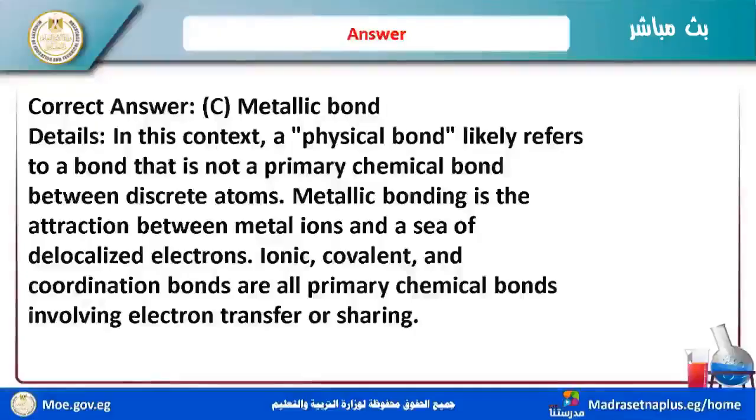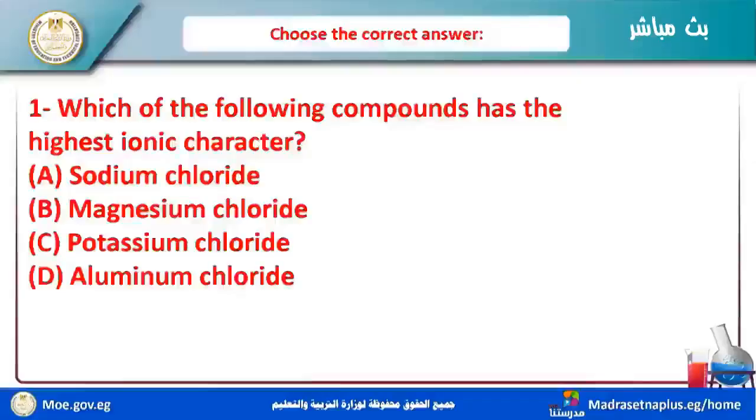So C, the metallic bond, is the answer because of the context. A physical bond likely refers to a bond that is not a primary chemical bond between discrete atoms. A metallic bond is the attraction between the metal ions and a sea of delocalized electrons. Ionic, covalent, and coordinate bonds are all primary chemical bonds involving transfer or sharing of electrons, one of them losing or gaining electrons.